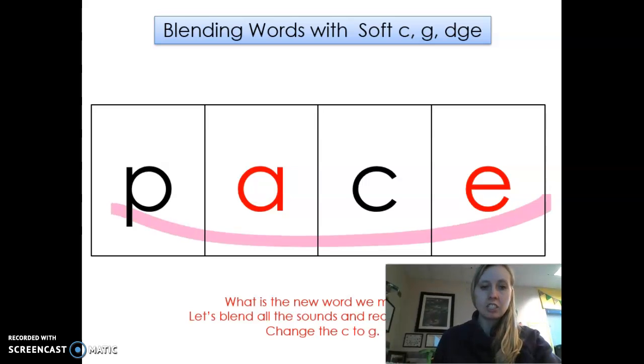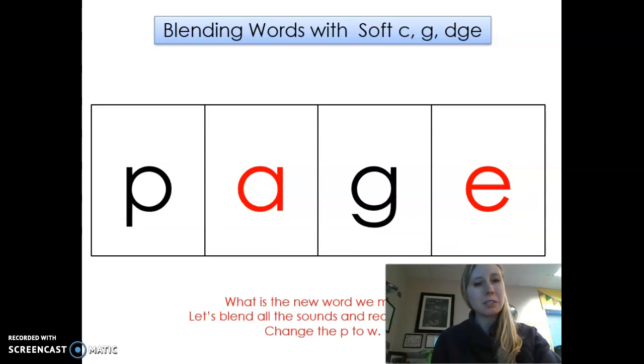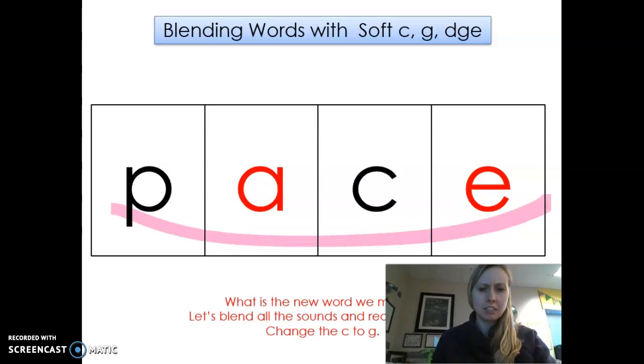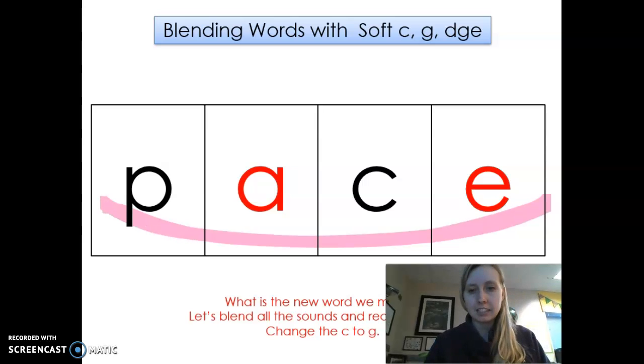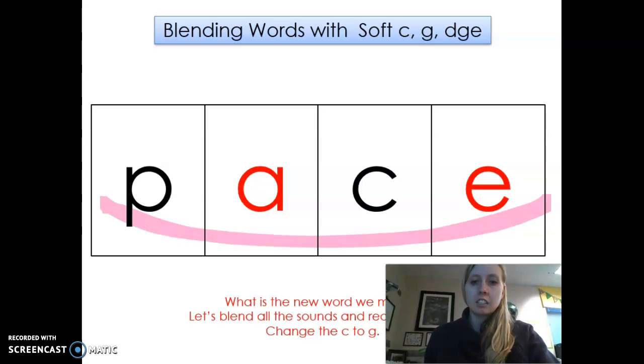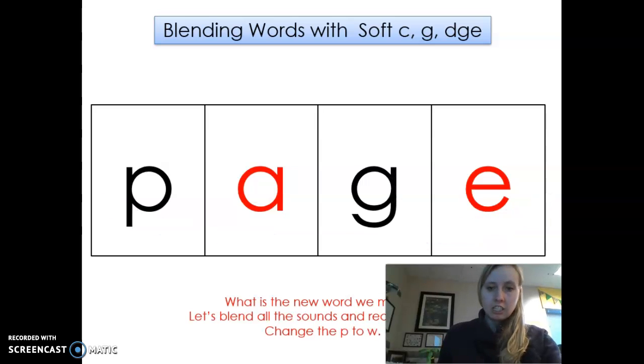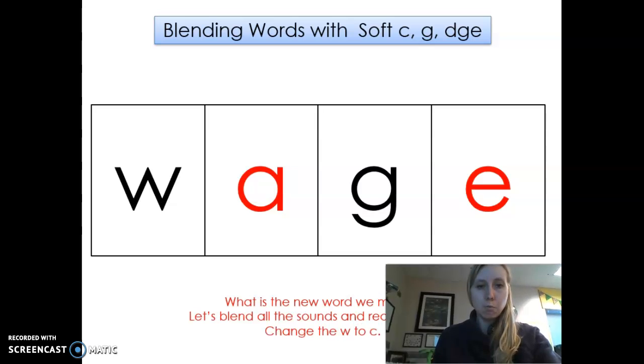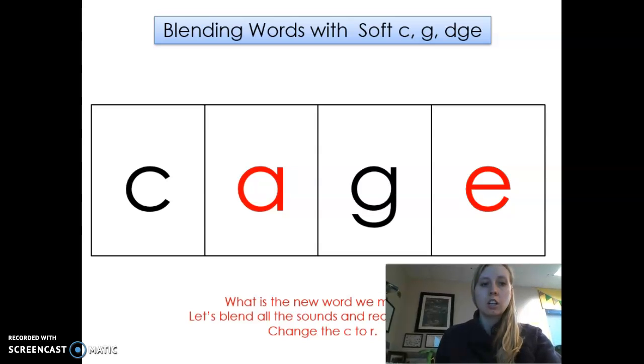Okay, let's read this. Pace. Change the s to g. Page. Now that one was a hard one. I'm sorry, I did g instead of j. Let's try that again. So 3, 2, 1. Pace. Change the s to j. Page. Change the p to w. Wage. Change the w to k. Cage. Change the k to r. Rage.